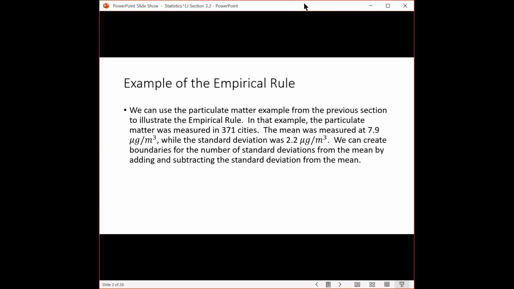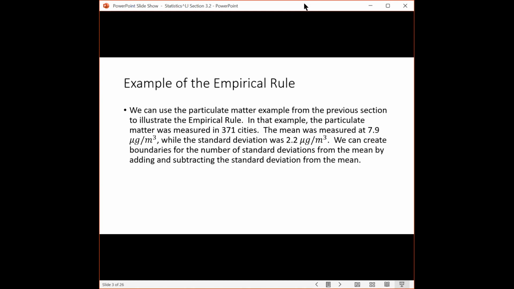We can use the particulate matter example from the previous section to illustrate the empirical rule. In that example, the particulate matter was measured in 371 cities. The mean was measured at 7.9 micrograms per cubic meter, while the standard deviation was 2.2 micrograms per cubic meter.